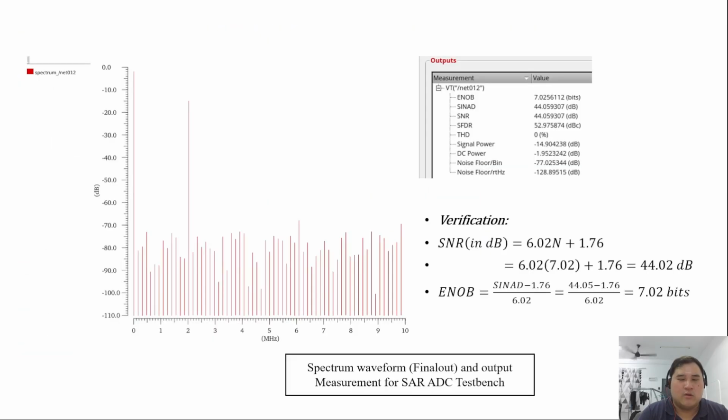This is the spectrum waveform and output measurement for the SAR ADC test bench. From the output measurement, we know that the ENOB is 7.02 bits and the SNDR is 44 dB. The verification of ENOB and SNDR has been done.